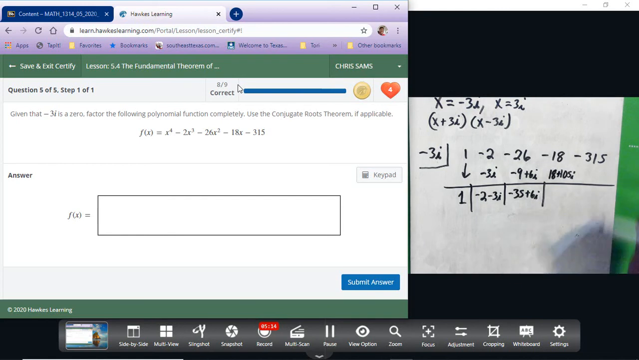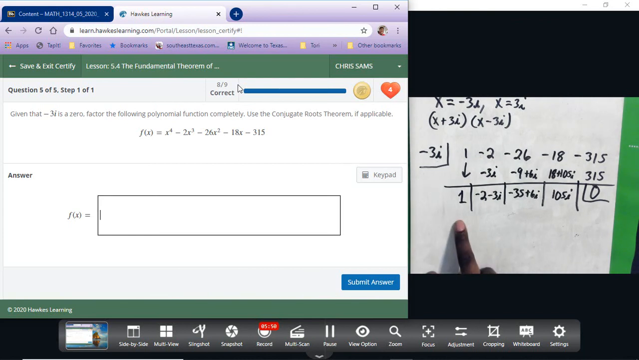Okay, so we have negative and a positive 18, they will go to 0, and then I'll just bring down my positive 105i. Okay, and then when I do negative 3i times 105i, it gives me a negative 315i squared, which the i squared will turn positive, so we get a positive 315, and then that gives us 0. Okay, so that's what we should get at the end because it's a 0. A lot of work, but it's satisfying when you can do that.